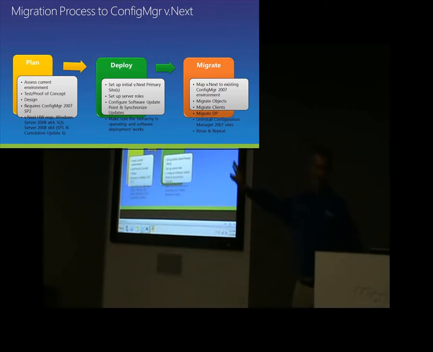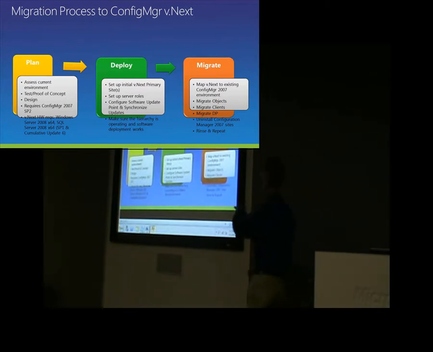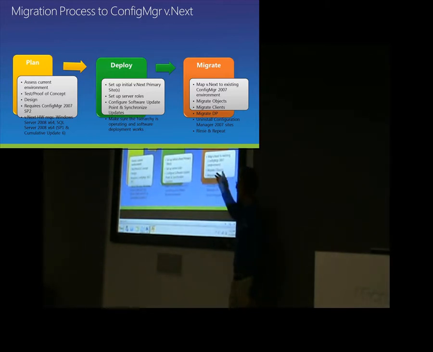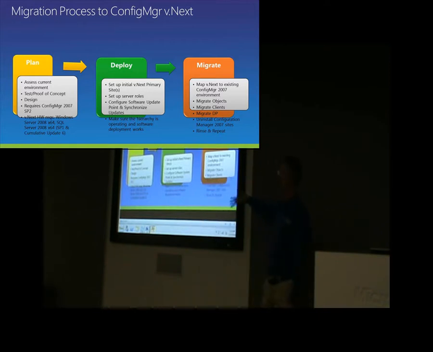So make sure that your VNext environment is up and running, and then you do your migration. So I'll walk through these slides. You map your VNext environment to your 2007 environment. Once you've done that, you migrate over objects from your 2007 environment to your VNext environment. You migrate over your clients. Once you're all done, you migrate over your DPs from 2007 to VNext, and I'll tell you what that means. You can uninstall your 2007 environment, and then rinse and repeat, which just means go through your entire hierarchy and do that. Get all your sites moved over and your clients moved over. So I'll get more details coming up.